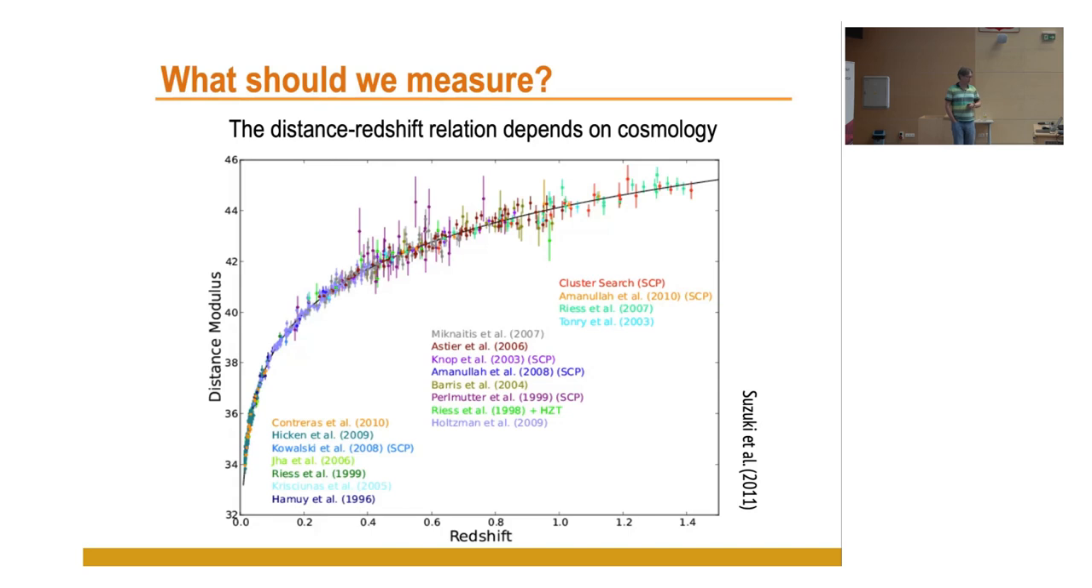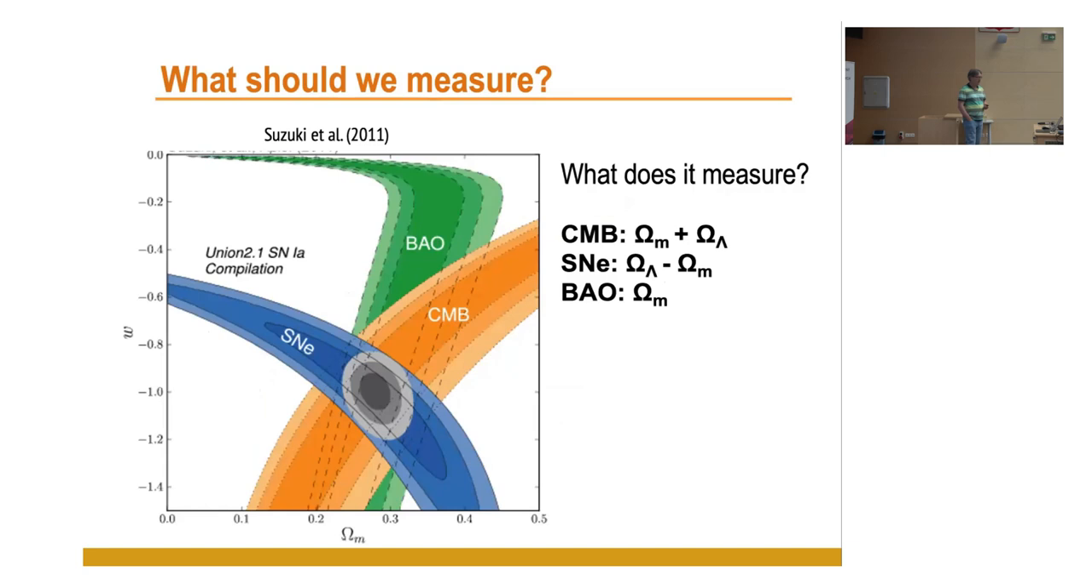So when we combine probes, we see that this is necessary, because the supernovae have an infinite number of models available, and that's because they measure the difference between the dark energy density and the matter density. And so you get this w, the equation of state of dark energy, and the matter density, and you get basically a curve like this. These are the degeneracies in these methods.